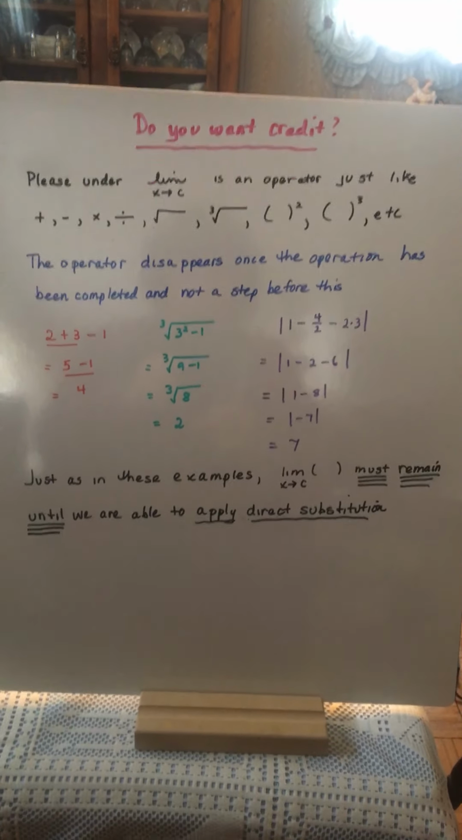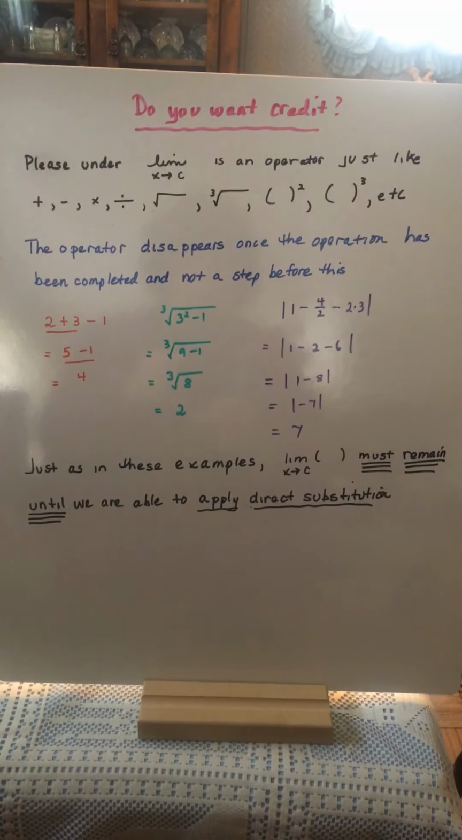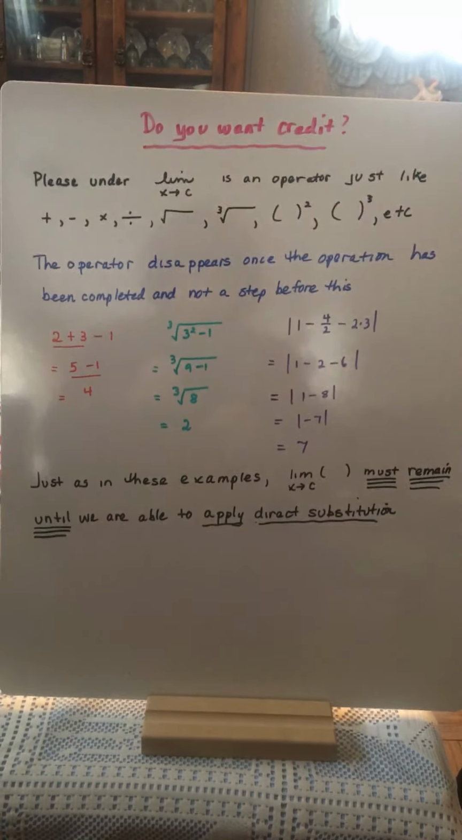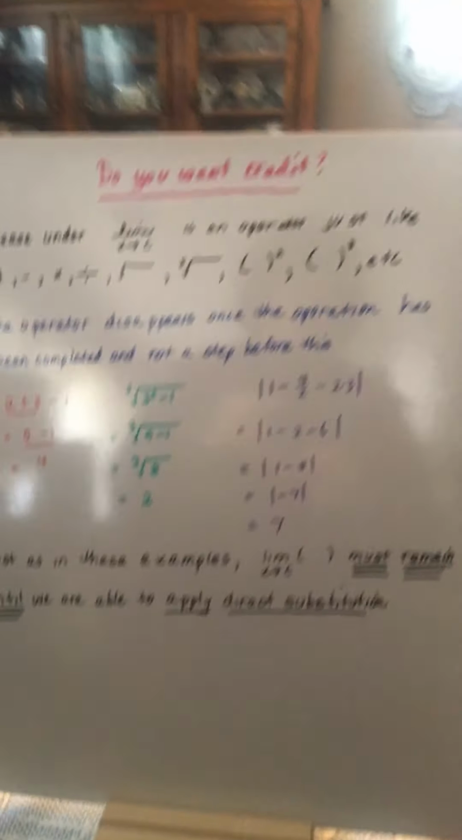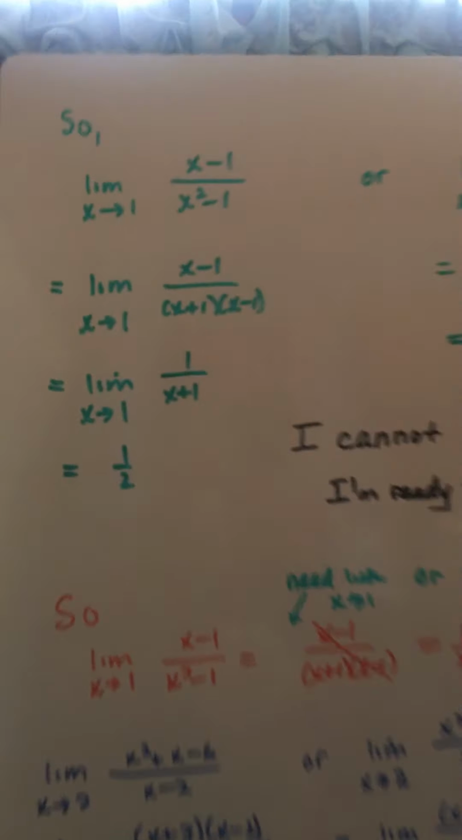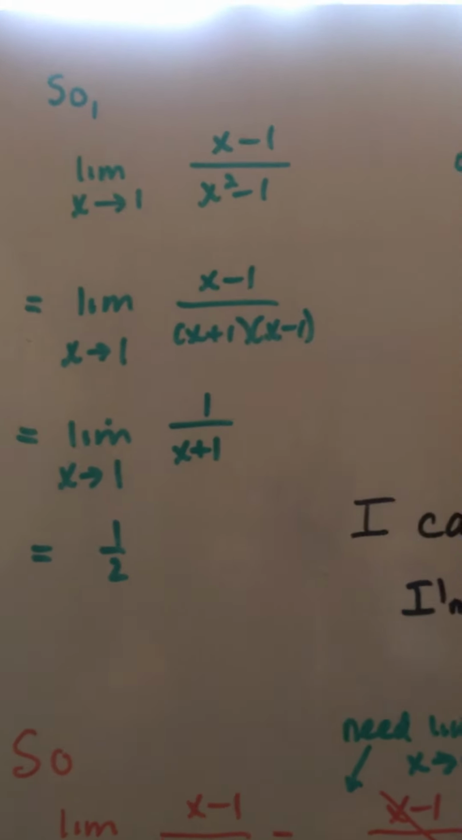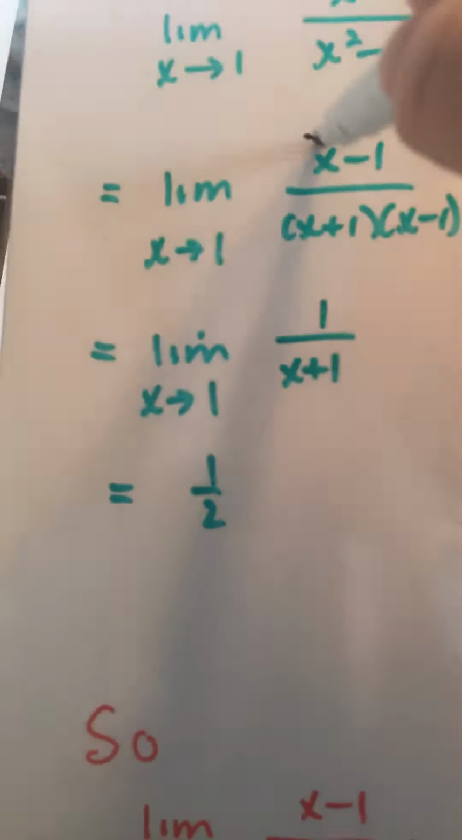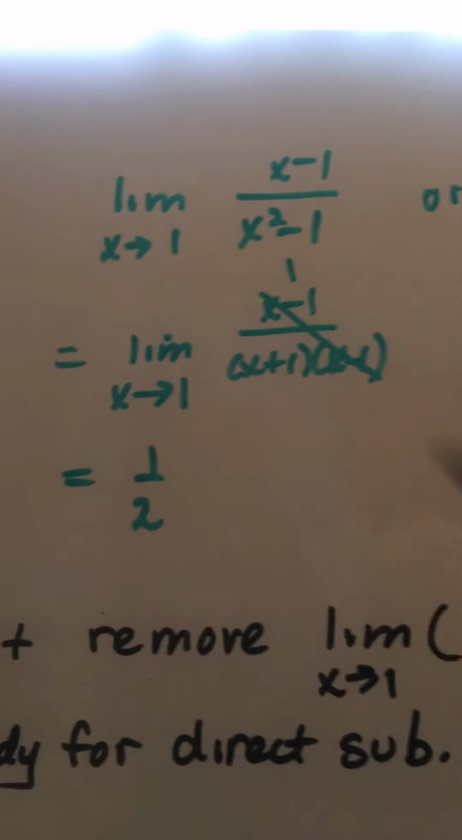Now, just as in these examples, the limit as x approaches a quantity must remain as a symbol until we are able to apply direct substitution. So, a legal way to show your work. Notice how I showed all the steps neatly, cleanly, like I'm a textbook and I can reduce and rewrite. You say, but I'm a bum. So then you can just rewrite, put the 1 up here, and then direct substitute.